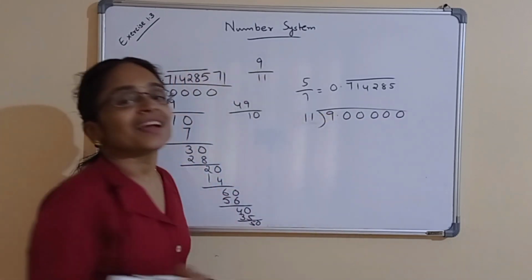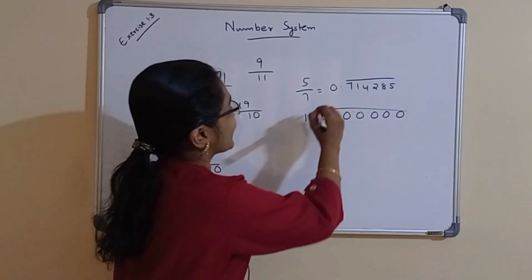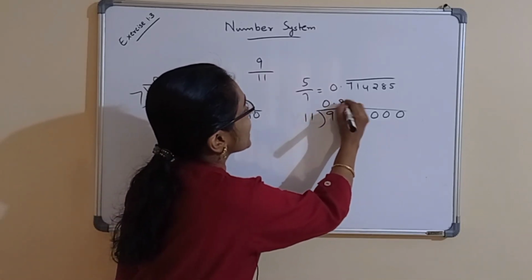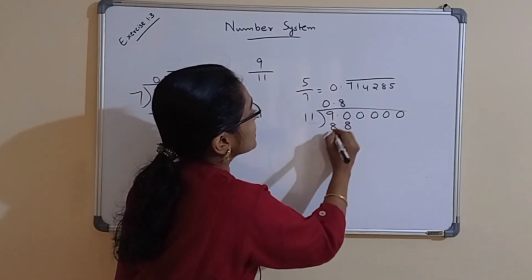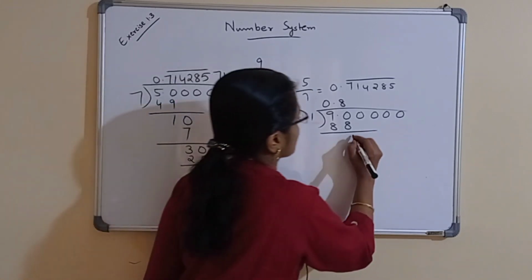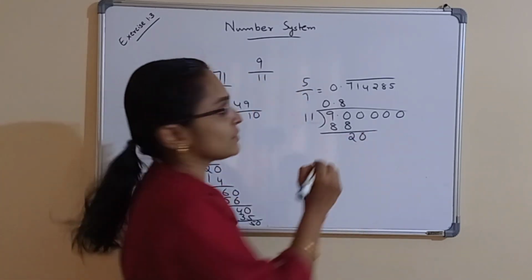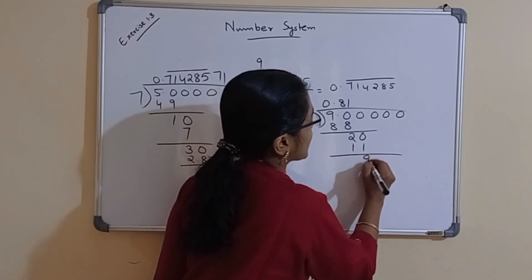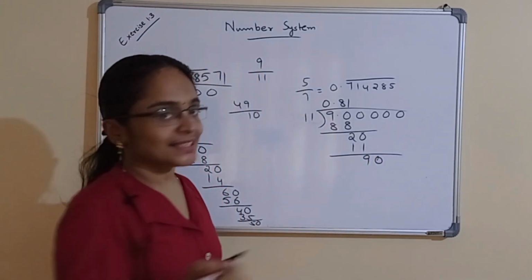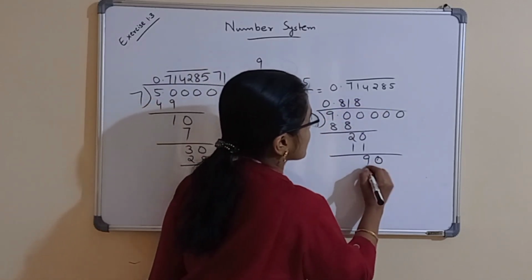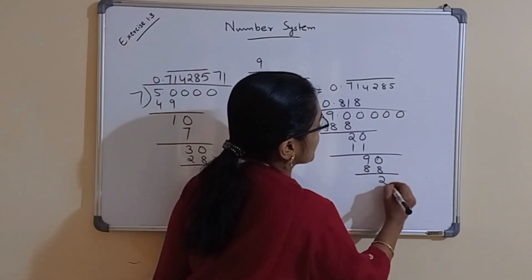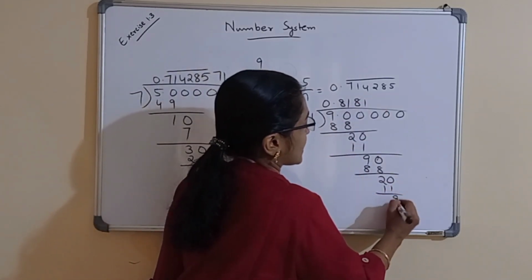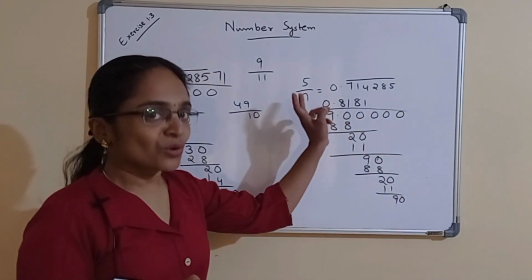9.00000 by 11. And 11 will go in 90 times. Then put a decimal. In 90, 11 will go 8 times. So 8 11s are 88. And 2 is the remainder. Now in 20, 11 will go 1 time and 11. So we have 9 remainder. And in 90, 11 will go 8 times. Then 88, 2 remainder. In 20, 11 will go 1 time, 9 remainder, and in 90, 11 will go 8 times.